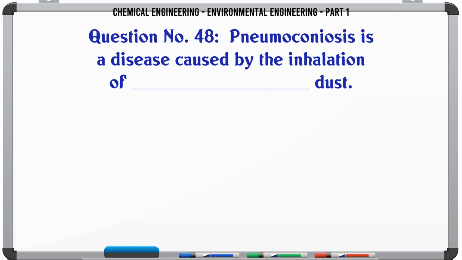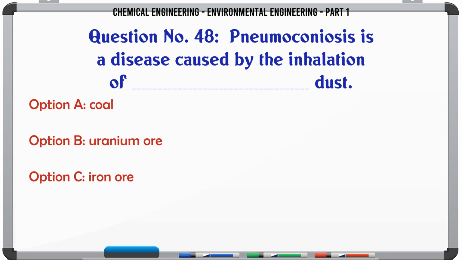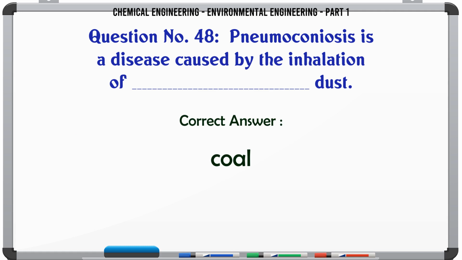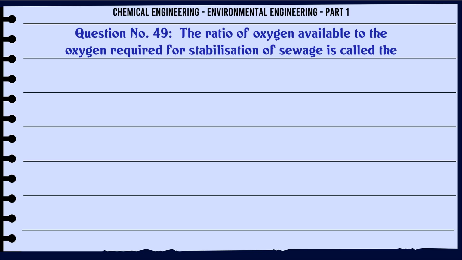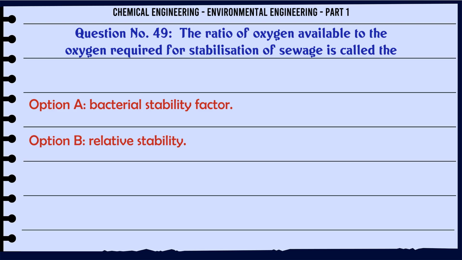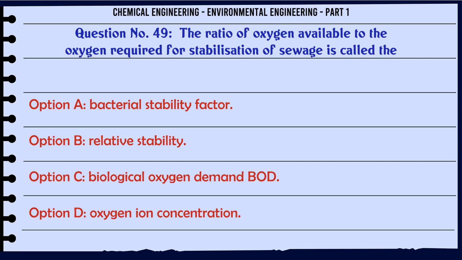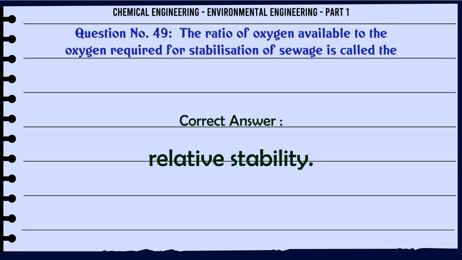Pneumoconiosis is a disease caused by the inhalation of dash dash dash dash dash dust. A. Coal. B. Uranium ore. C. Iron ore. D. Lime. The correct answer is coal. The ratio of oxygen available to the oxygen required for stabilisation of sewage is called the A. Bacterial stability factor. B. Relative stability. C. Biological oxygen demand board. D. Oxygen ion concentration. The correct answer is relative stability.